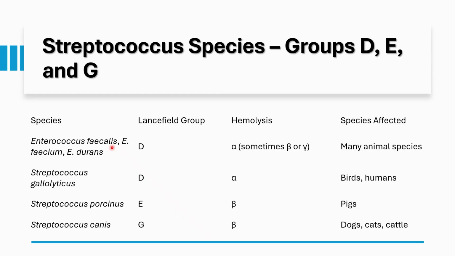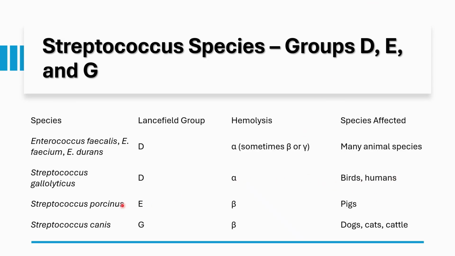Some Streptococci belong to Lancefield group D, including the species now classified as Enterococci, such as Enterococcus faecalis and Enterococcus faecium. These organisms can infect many animal species. They typically produce alpha hemolysis. Another group D Streptococcus is Streptococcus gallolyticus. It also shows alpha hemolysis, and infects birds and humans.